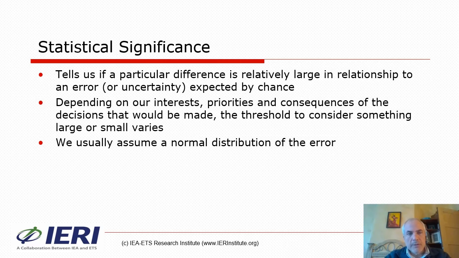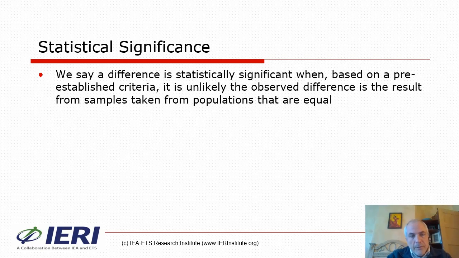When we talk about statistical significance, this tells us if a particular difference is relatively large in relationship to an error or uncertainty expected by chance. Depending on our interests, priorities, and consequences of the decisions that would be made, the threshold to consider something large or small will vary. We usually assume a normal distribution of the error. We then say that a difference is statistically significant when, based on a pre-established criteria, it is unlikely the observed difference is the result of samples taken from populations that are equal.